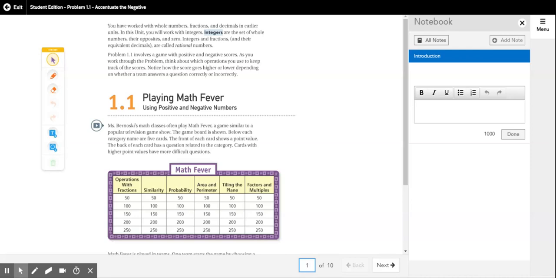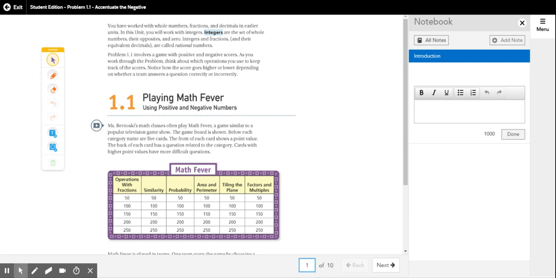Hello, families. So this is the first lesson in the unit called Accentuate the Negative. This is where we learn how the operations work with integers, which includes all whole numbers, which is 0, 1, 2, 3, 4, and so on. Integers do not include fractional values, so like 1.5 wouldn't be an integer. But anyway, that's number classification, and integers are defined by all positive whole numbers and their opposites.